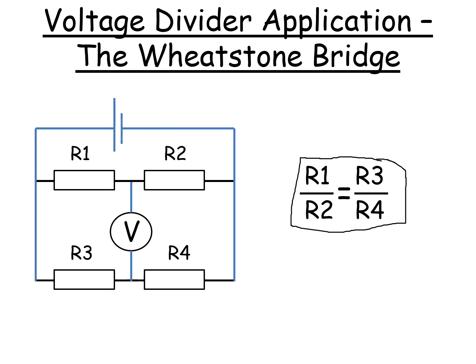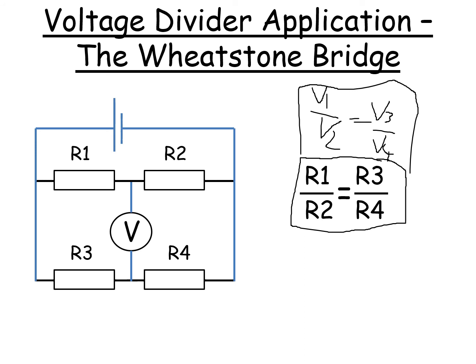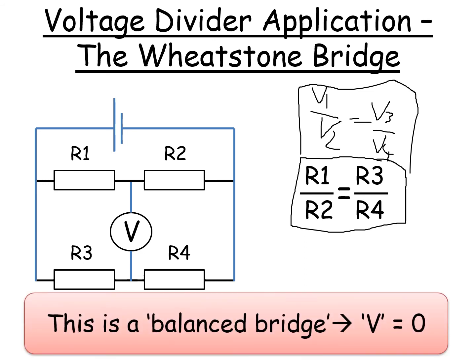What determines the ratio of voltages? The resistance. So if you wanted to, you could write this as V1 over V2 is equal to V3 over V4. But it's fine for us just to do R4 and resistances. So just be aware of that, folks, okay? Now, this is a special case where if the ratio of the resistors are equal to each other like this, then we say the bridge is balanced. And a balanced bridge has a potential difference of 0.